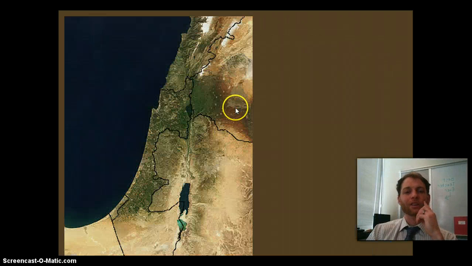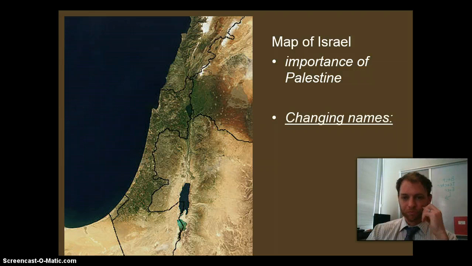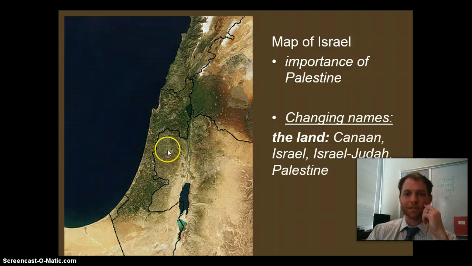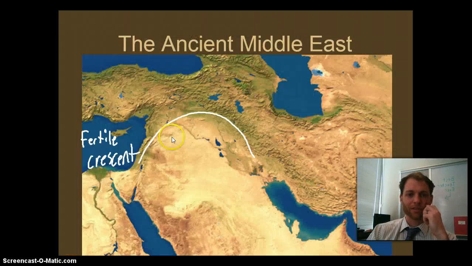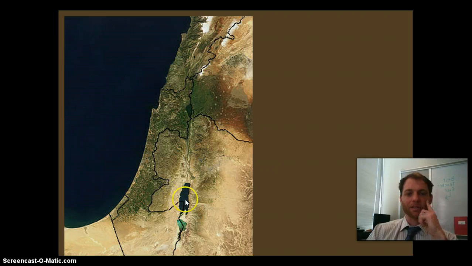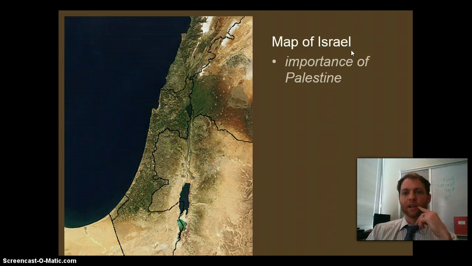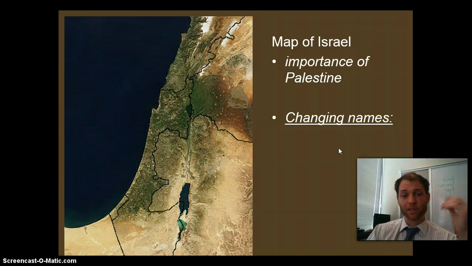Now, the land gets called a lot of different names. This is a zoom in, a close up of this area right here. You can see the Dead Sea right there. This is the Sea of Galilee. The Jordan River goes like this. And so Jesus was from up here. That's why this area is so important, because it is the intersection of 3 continents.